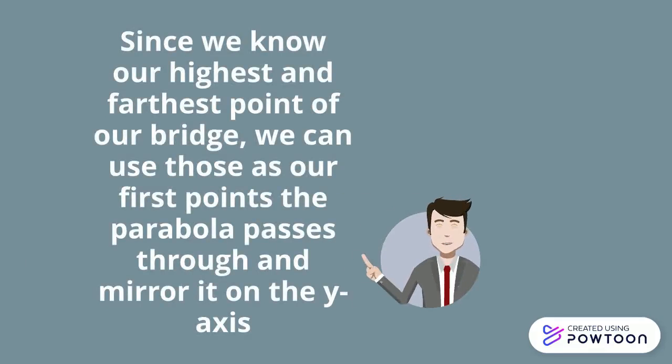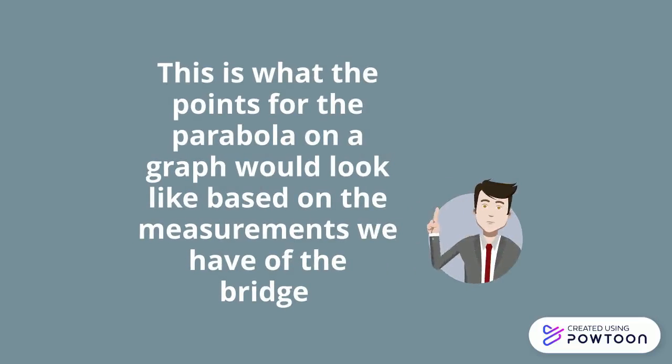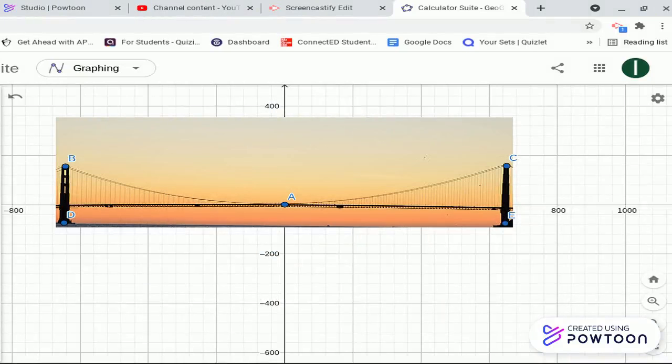Since we know our highest and farthest point of our bridge, we can use those as our first point the parabola passes through and mirror it on the y-axis. This is what the points for the parabola on a graph would look like based on the measurements we have of the bridge. Point A shows the vertex between the two towers, point B is the top of the first tower, and point C is the top of the second tower.